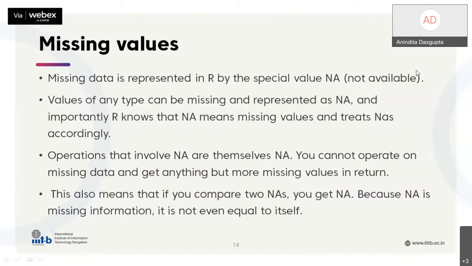Now, missing values. When you have a data set which has missing values, it is represented in R as NA. NA means not available. Values of any type can be missing and represented as NA. And importantly, R knows that NA means missing values and treats them accordingly.